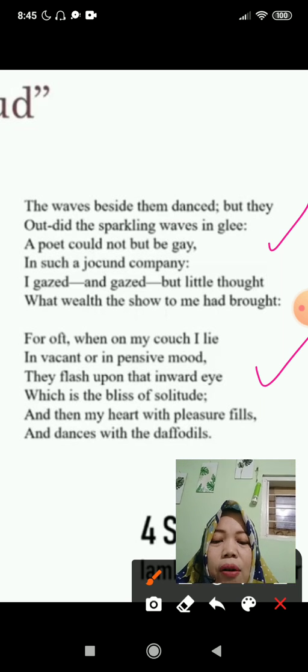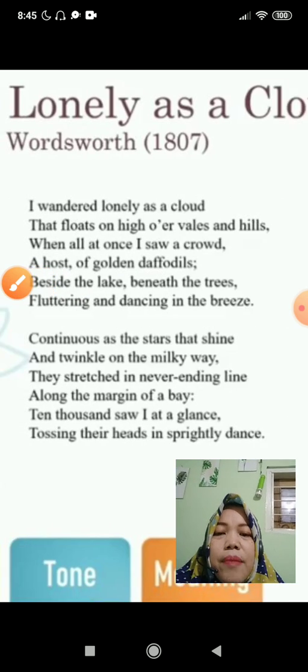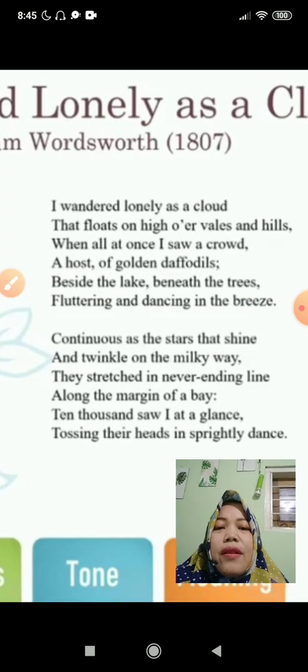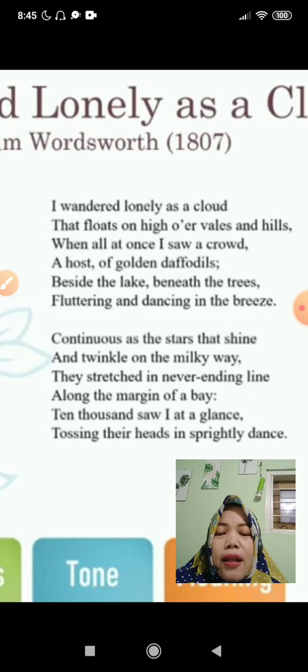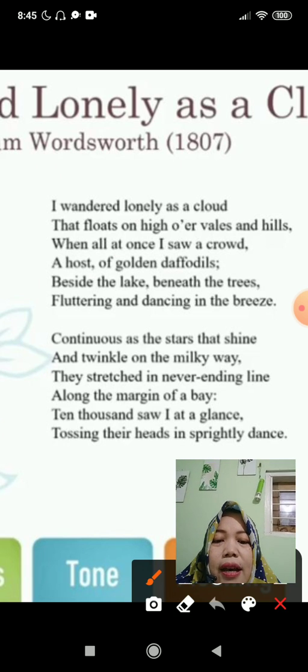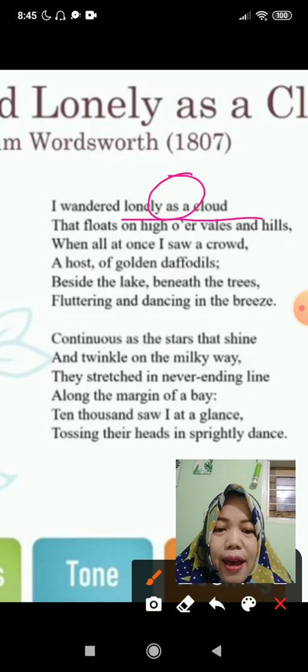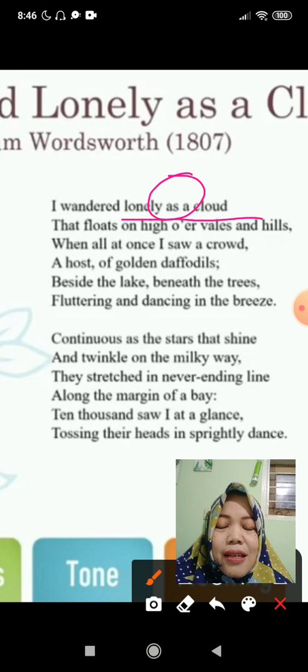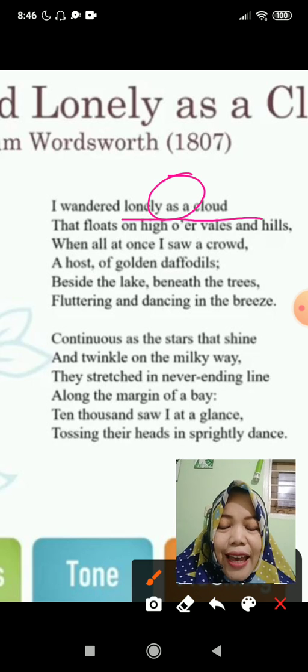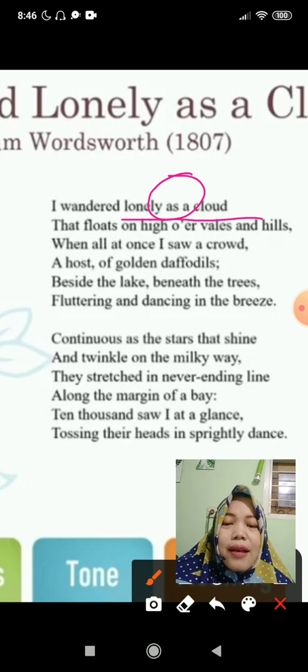And then how about the imagery? Let's see. I wandered lonely as a cloud. Okay, let's see about this. I wandered lonely as a cloud. Here we go. Ada kata as di situ. There is an "as", so it will be same as, such as, like as. So that will be simile for the imagery. Jadi imagery atau gaya bahasanya adalah simile.